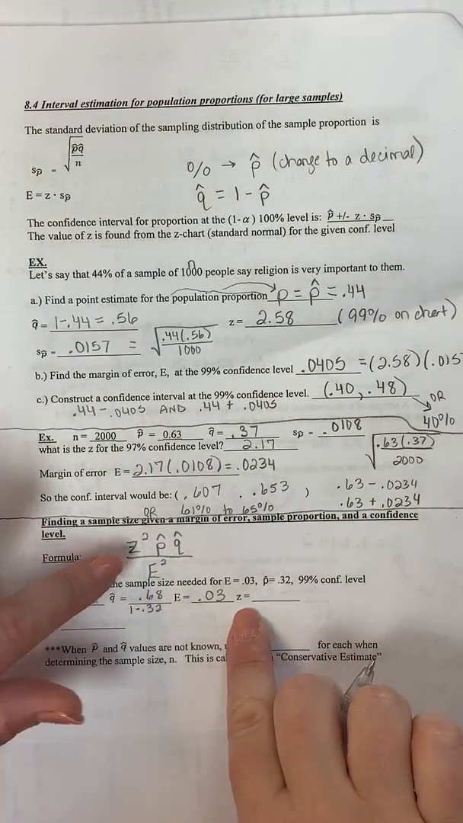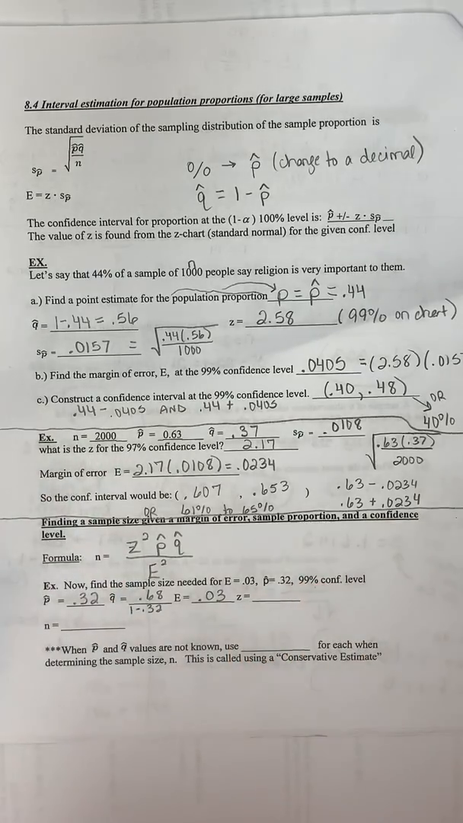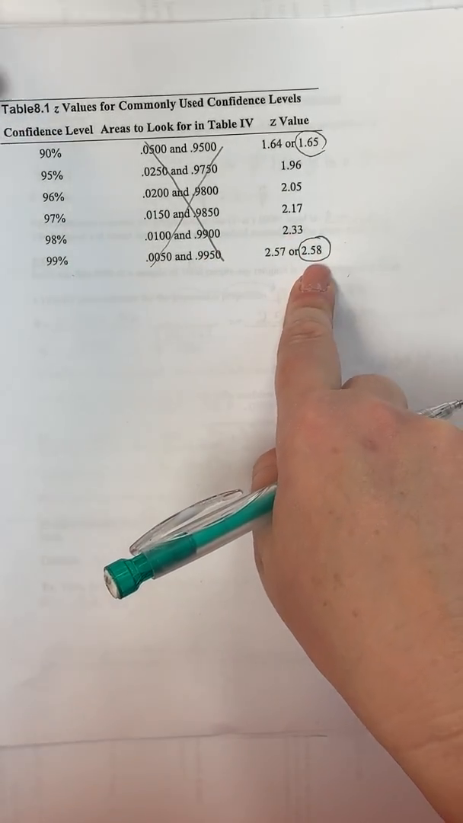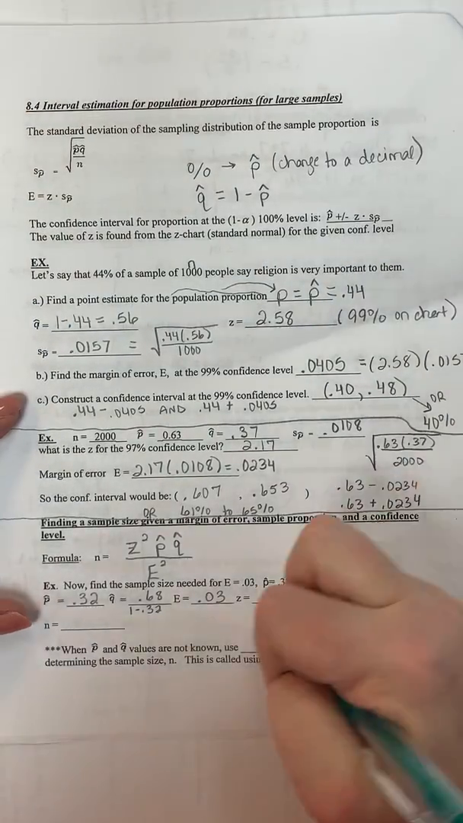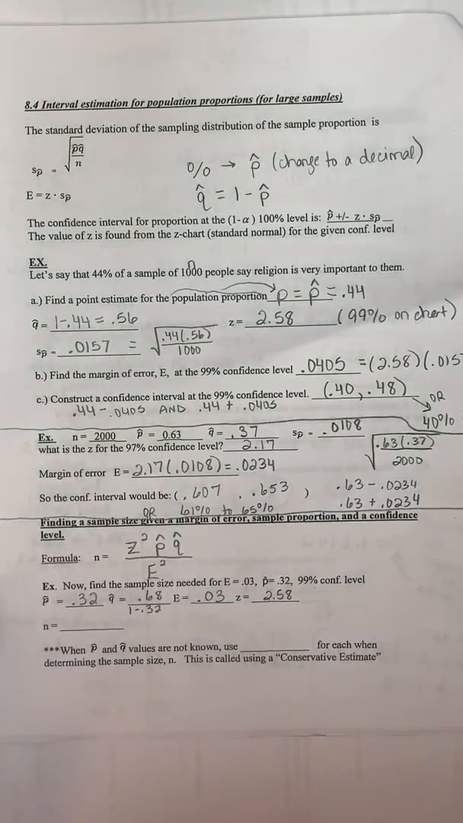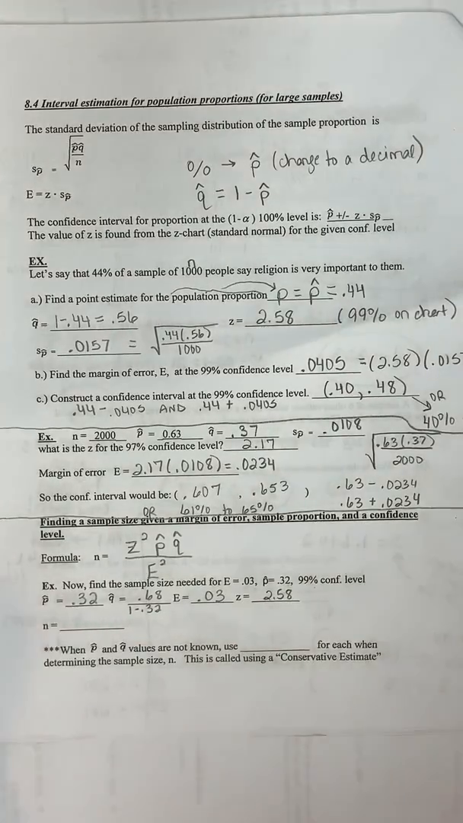I'm also going to need z for my formula. We said we have a 99% confidence level. Here's 99%. Our z is 2.58, and it wants n. And remember, we're always going to round up.